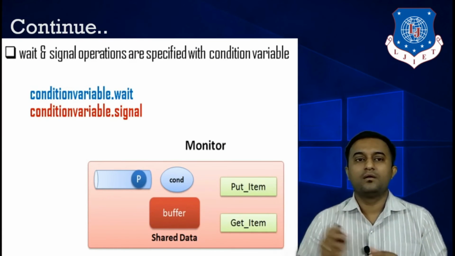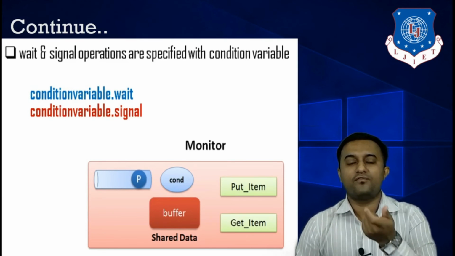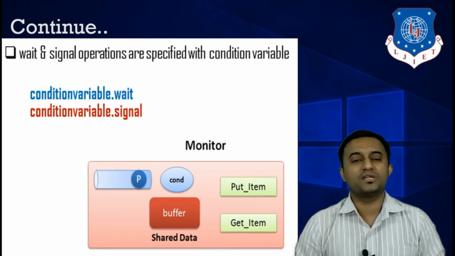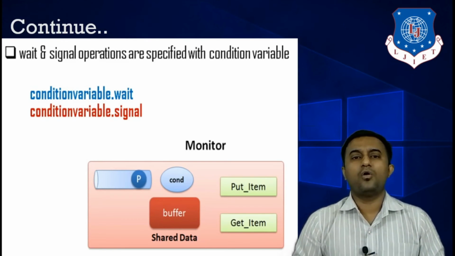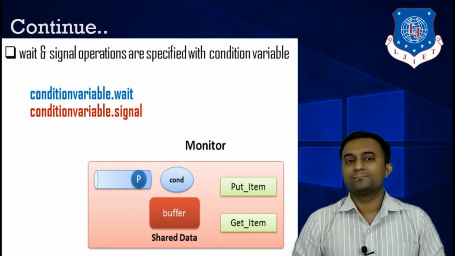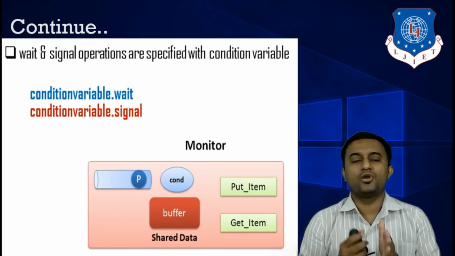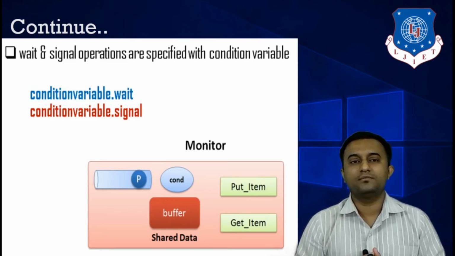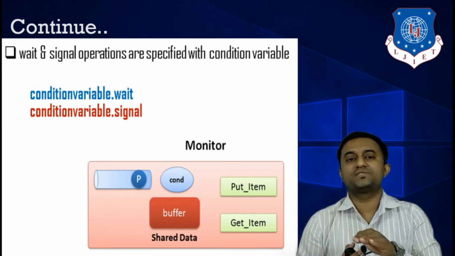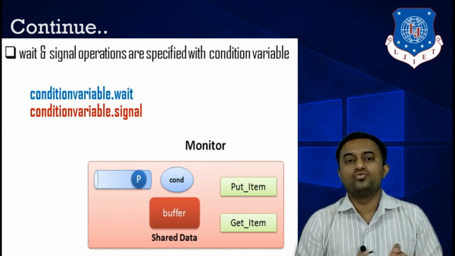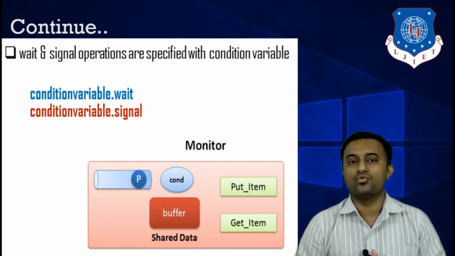You can see conditionVariable.wait and conditionVariable.signal. It means the condition variable is the name of the queue of a condition variable, and .wait and .signal are the two operations that we can perform on the monitor with the help of the condition variable. So what will happen when conditionVariable.wait is called? As I told you, the wait operation will forward the current process to the condition variable queue, and it will be stored for a while in a queue when wait is called.